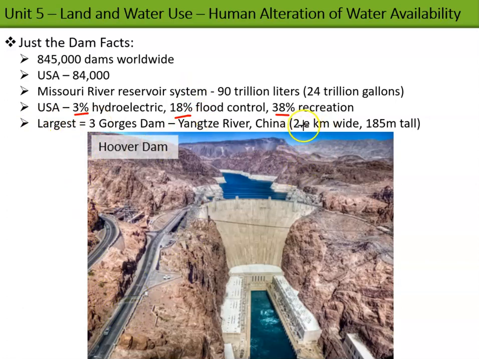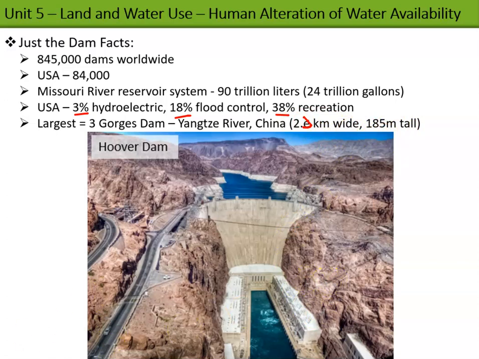And I think that's 2.3, not 2E. I think that should be 2.3. Trying to draw a 3 here. It's not working very well. 2.3 kilometers wide and about 185 meters tall. So that is the largest dam in the world.